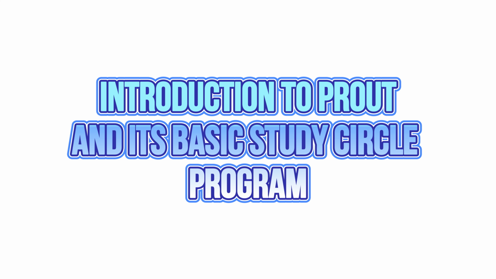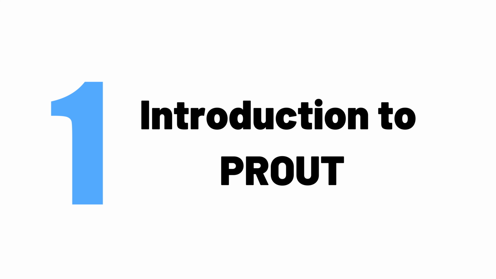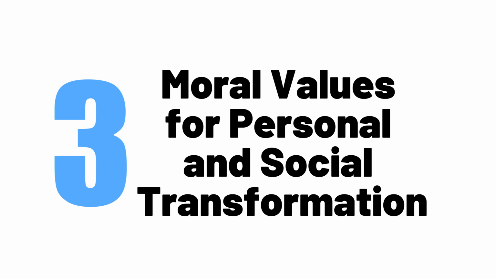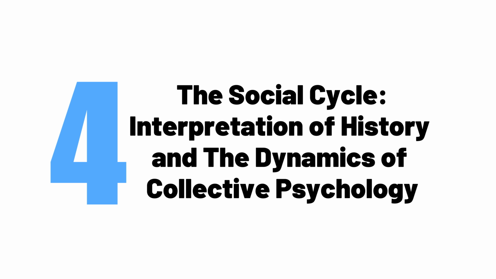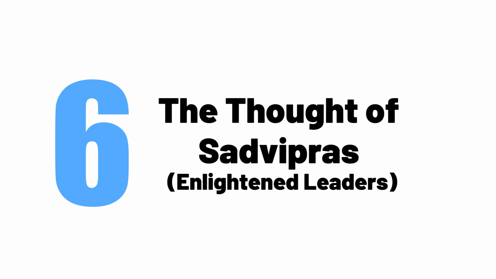Our topic today on Session 1 is the introduction to PROUT and its Basic Study Circle Program. The PROUT Basic Study Circle Program includes 6 modules. 1. Introduction to PROUT. 2. Poverty and the significance of PROUT. 3. Moral values for personal and social transformation. 4. The social cycle, interpretation of history and the dynamics of collective psychology. 5. Understanding the spirit of society and human progress. 6. The thought of Sadvipras, enlightened leaders.